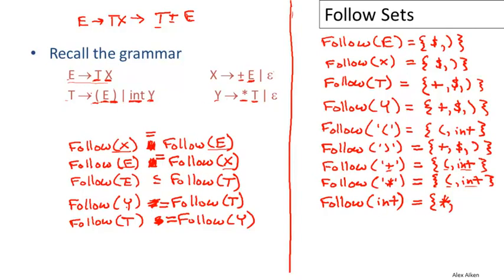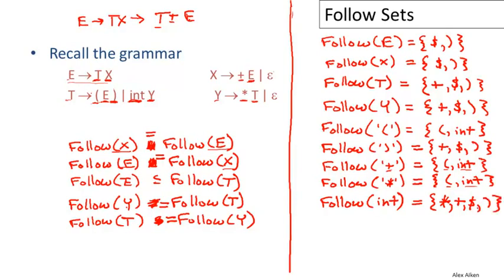But now, because Y can go to epsilon, there's an epsilon production for Y, that means that this int could actually wind up being at the right end of this production. Okay, well, the Y could disappear, and then whatever could follow the T could also follow the int. All right, so we have to include the things in the follow of T in the follow of int. And what was in the follow of T? Well, that was a plus, it was dollar, and it was a close paren.